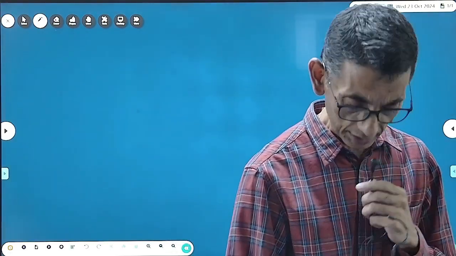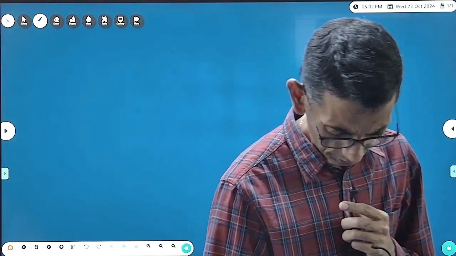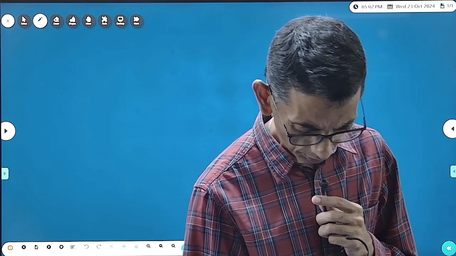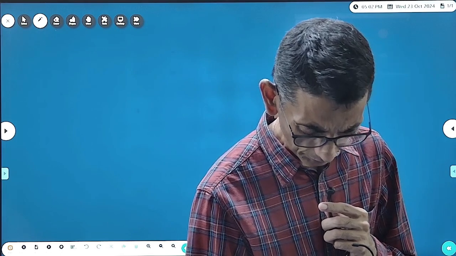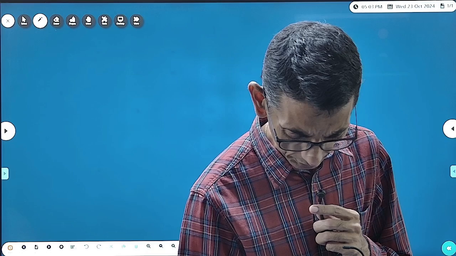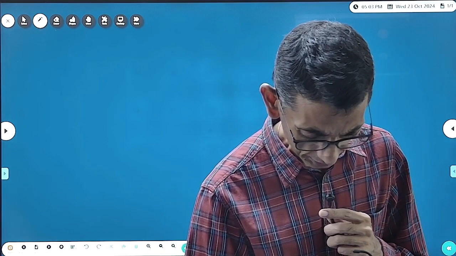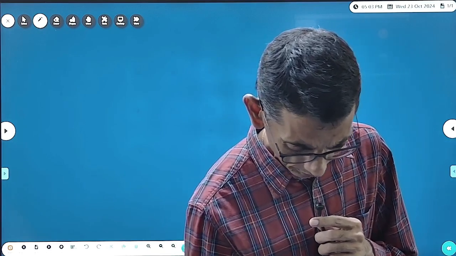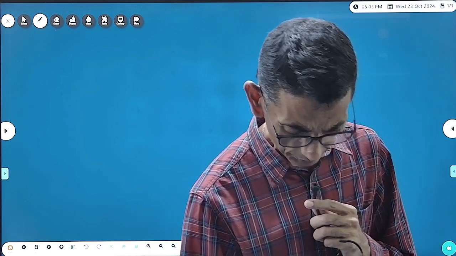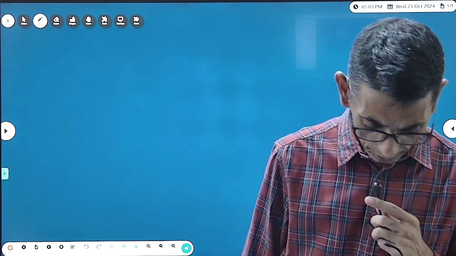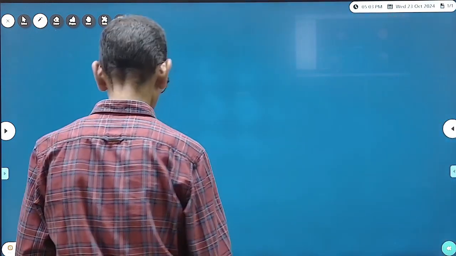Okay, we'll start a practice problem. Page number 10. The ratio of the present age of a father to that of his son is 5:3. 10 years hence, the ratio would be 3:2. Find their present ages. The ratio of the present age of father to that of his son is 5:3. 10 years hence, the ratio would be 3:2. Find their present ages.